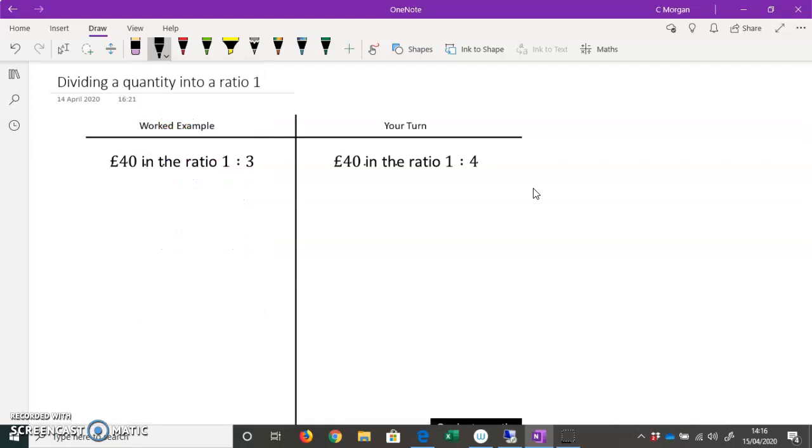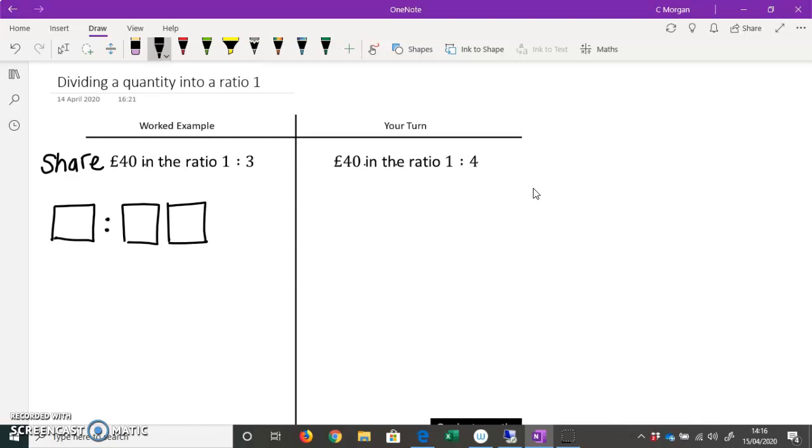Okay, so the worked example question in front of you says divide £40 in the ratio 1 to 3. The question is missing the word share or divide. So what we're going to try and do is share £40 in this ratio 1 to 3. Which means, for example, if I have one part of my £40, the other side of the ratio is going to be 3 parts.